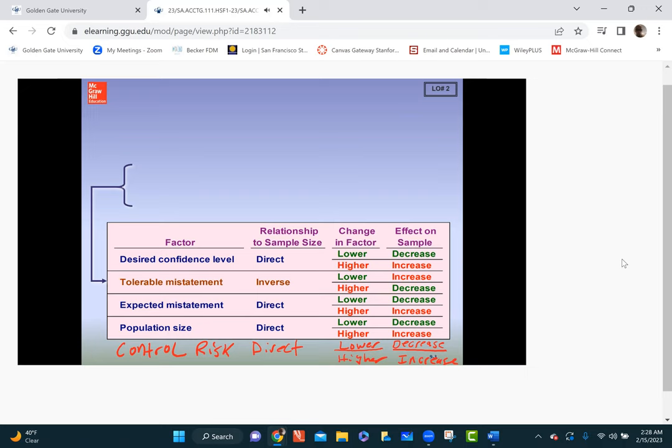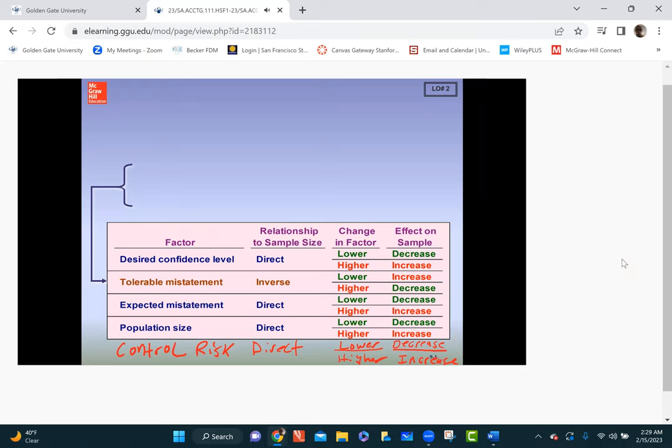Okay. Tolerable misstatement is inverse. Think about it this way. Let's say I tell you that a 2 cent error could cause the financial statements to be materially misstated. What would you do? You'd say, frankly, you should step away from that audit because you can never get your audit risk low enough there. You'd say, if a 2 cent error can cause the financial statements to be materially misstated, I'm going to have to look at every single transaction. No sample size would satisfy that.